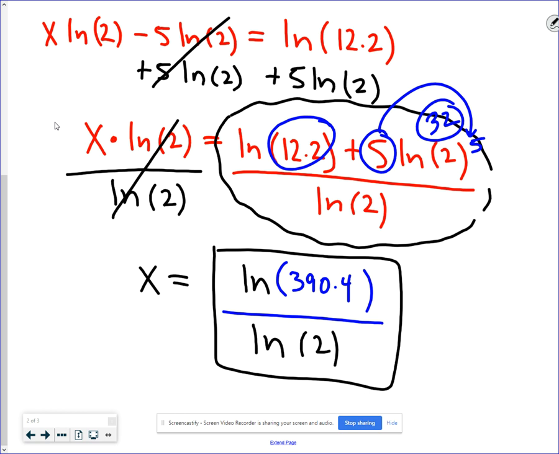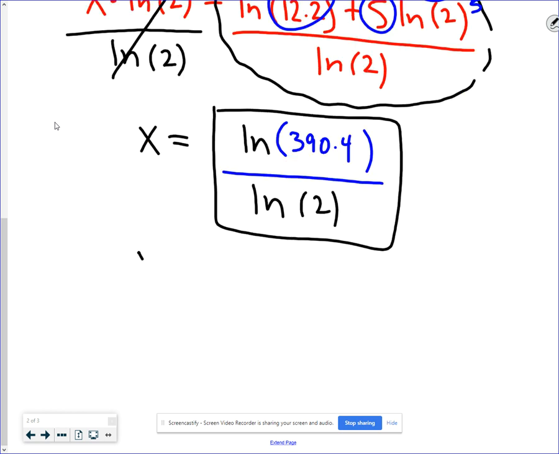And then I just want you to type that into your calculator. Give me the approximation. So you should end up with 8.6088.